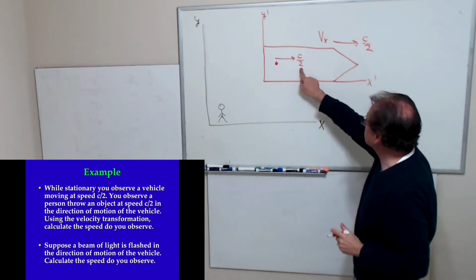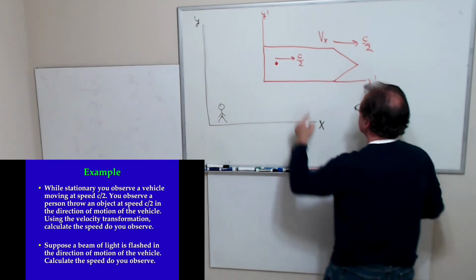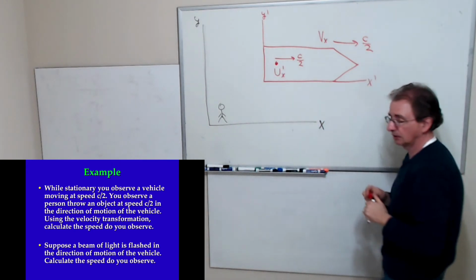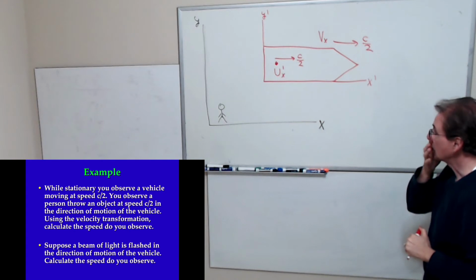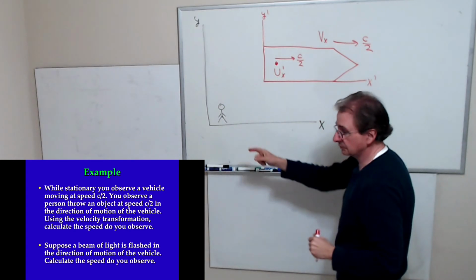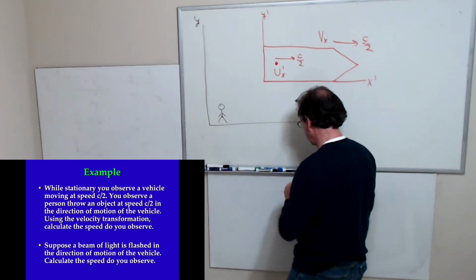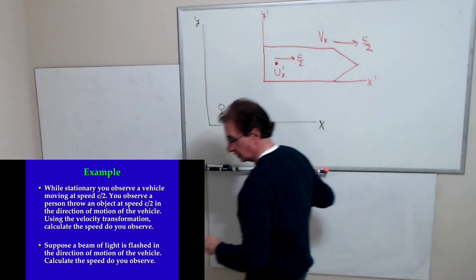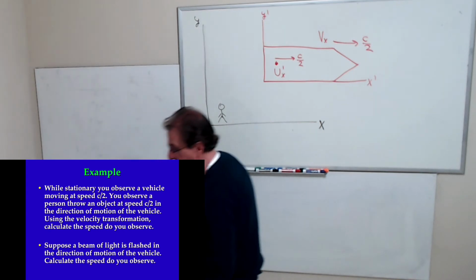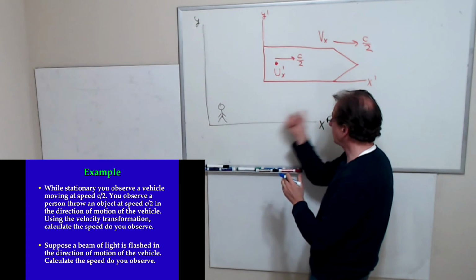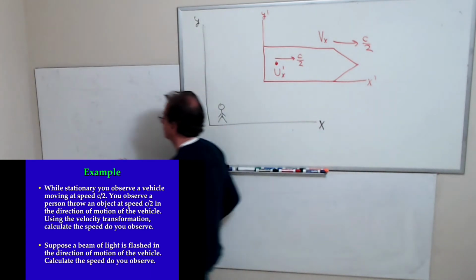And the object is thrown with a speed c over 2. I'm going to call that u sub x prime. So to calculate the velocity you would observe, all you got to do is use the velocity transformation equation. So we need to look up the velocity transformation equation in the x direction, and it looks like this.